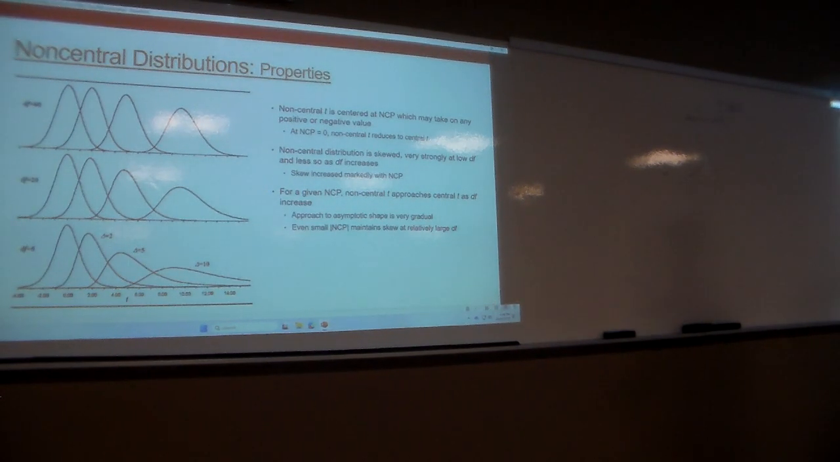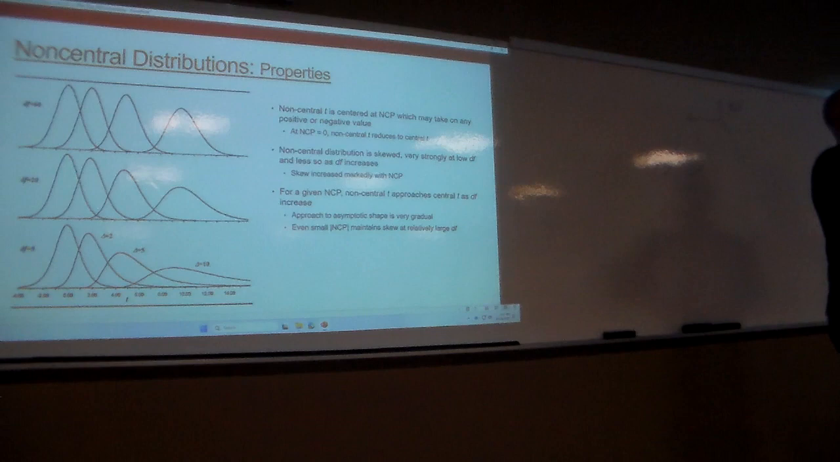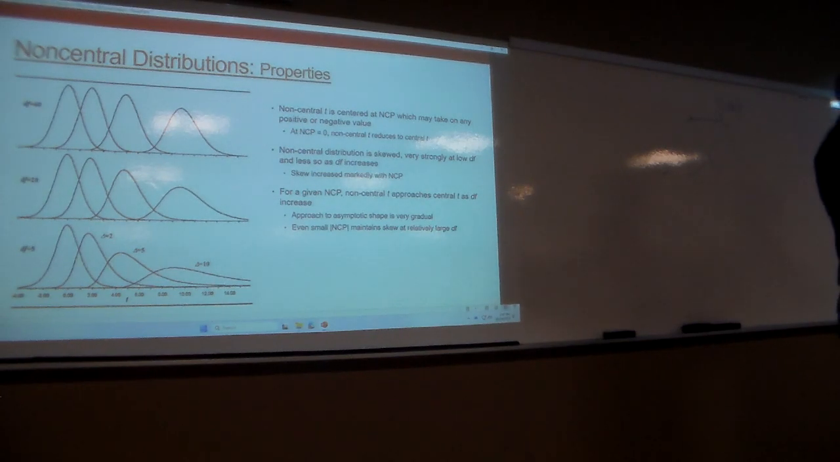So the thing about the non-central t distribution is that it's centered at my non-centrality parameter, which can take any positive or negative value. If my non-centrality parameter is 0, then I've just got a central t distribution. The way I like to think about this is, let's say I have a nice normal t distribution, and I grab it at the middle and start pulling it. As I pull it, it's going to distort and change, and the more I pull it, the more it's going to distort that shape. This is essentially what's going on with my non-central t.